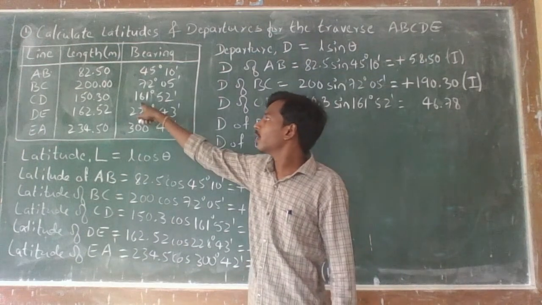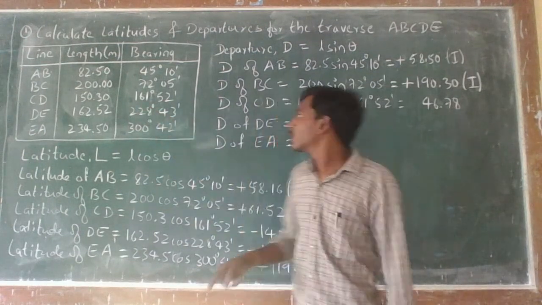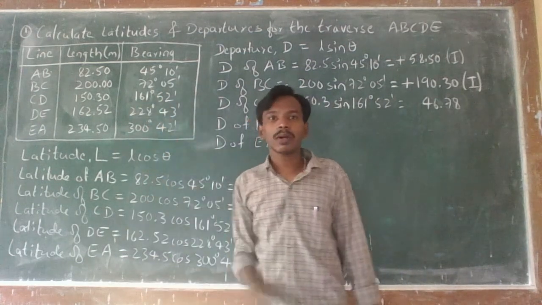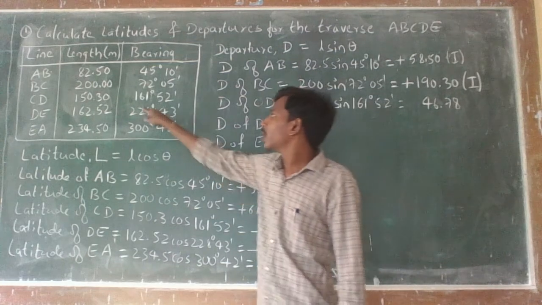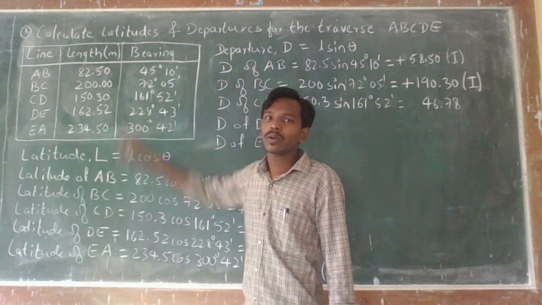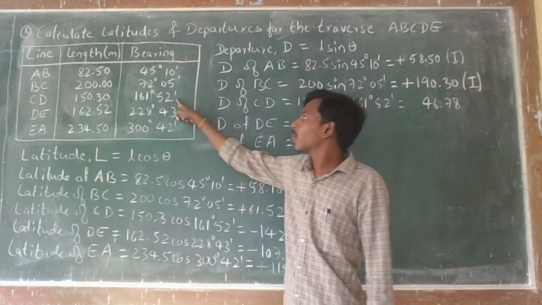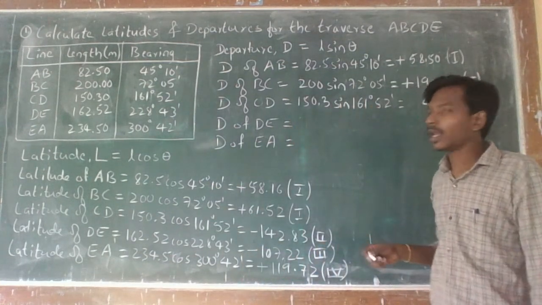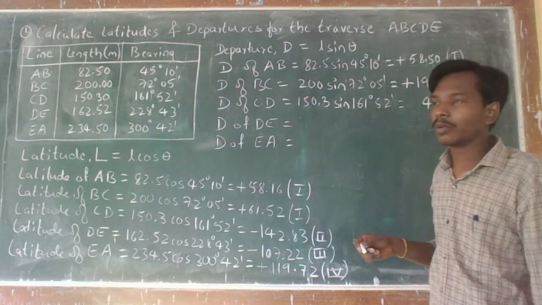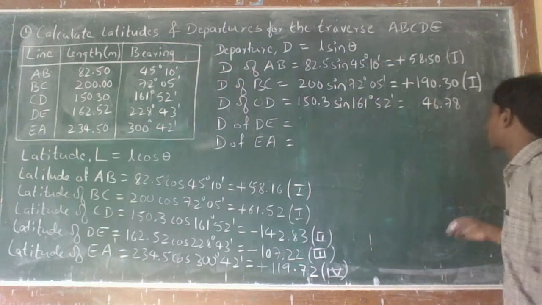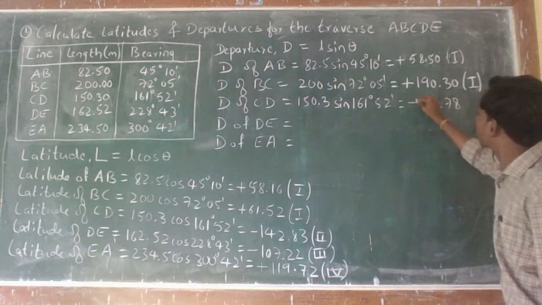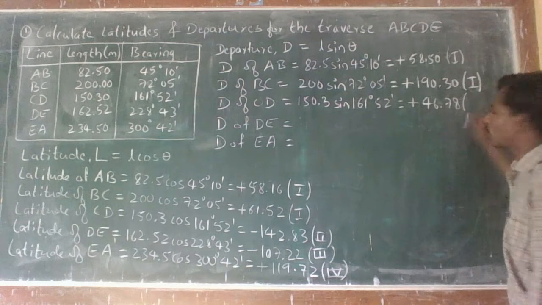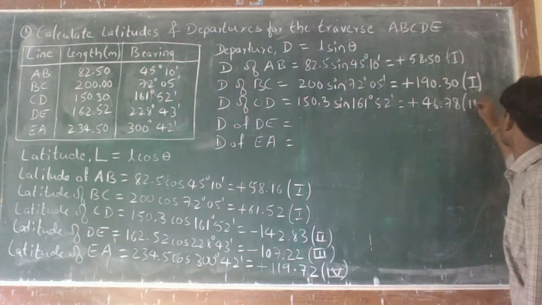Now look at the bearing. So the bearing here is 161 degrees 52 minutes. Now this bearing lies in second quadrant, because it is less than 180 degrees and greater than 90 degrees. Now in the second quadrant the departure of any line will be towards east. So take positive because the departure is towards east and the quadrant is second quadrant.